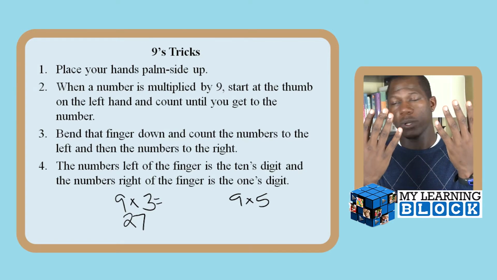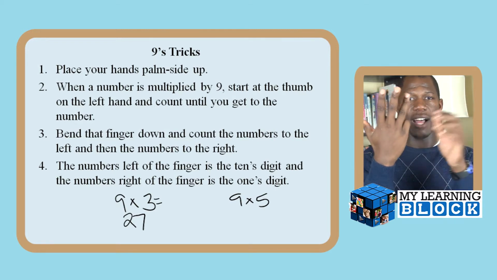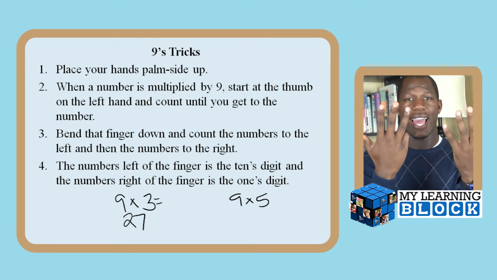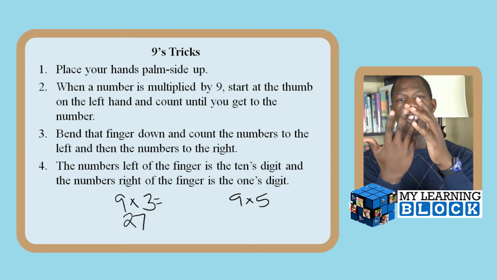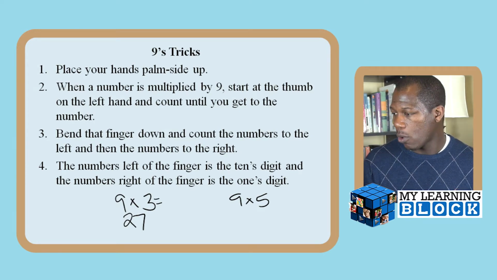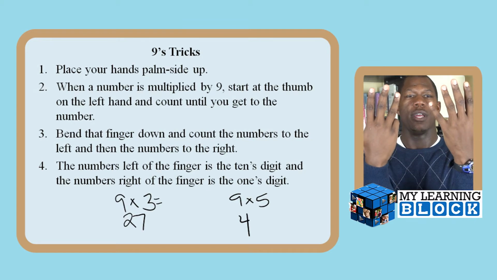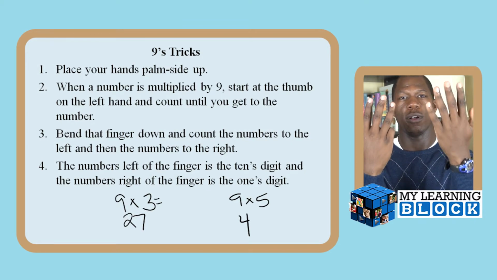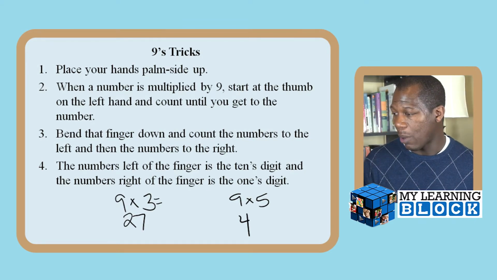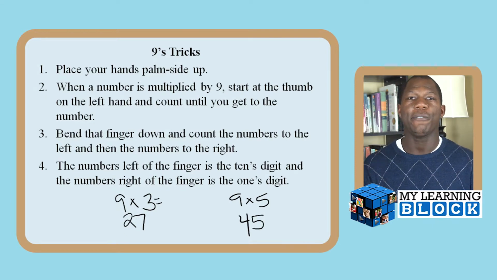All right, so I'm going to count to 5. 1, 2, 3, 4, 5. Keep that finger down. How many do I have on my left side? 1, 2, 3, 4. So I have 4 in the tens place. How many do I have on the right side? 1, 2, 3, 4, 5. So I have 5 in my ones place. So you see the answer is 45.